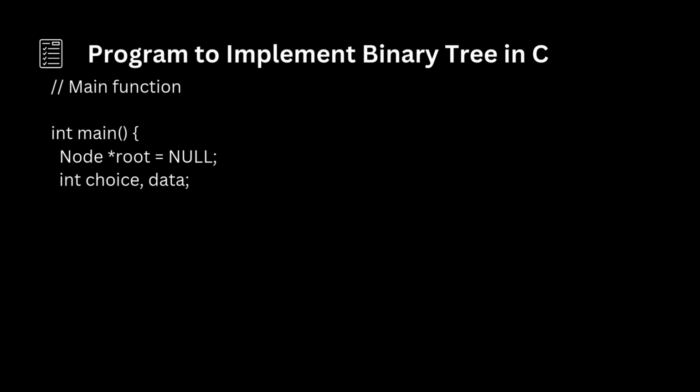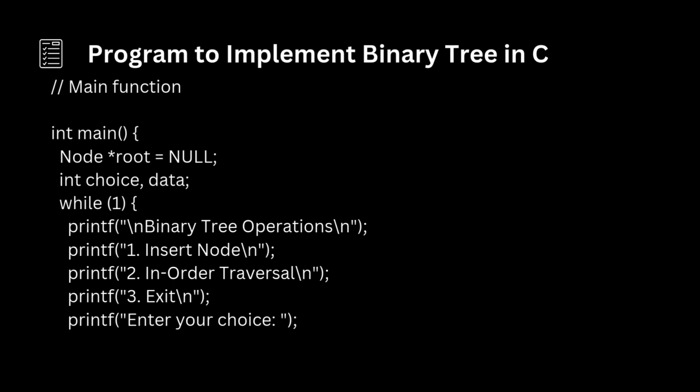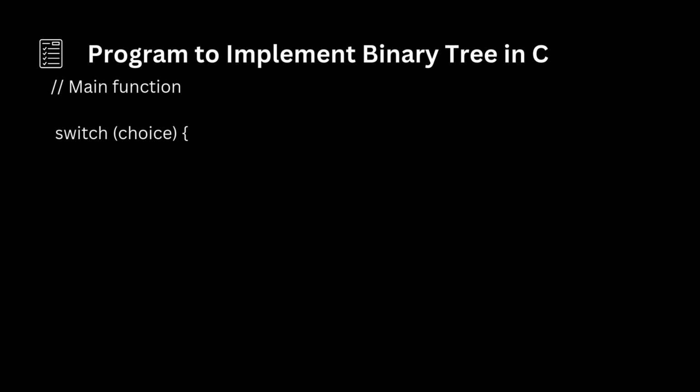Now we will write the main function where program execution begins. This initializes the root of the binary tree to null. This declares variables for user choice and data input. This is an infinite loop to continuously prompt the user for operations. This displays a menu of operations. This prompts the user to enter their choice. This line reads the user choice. This executes the different actions based on the user's choice.